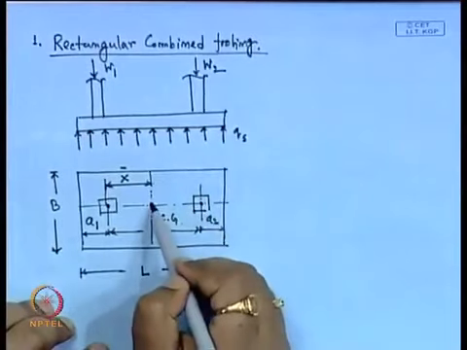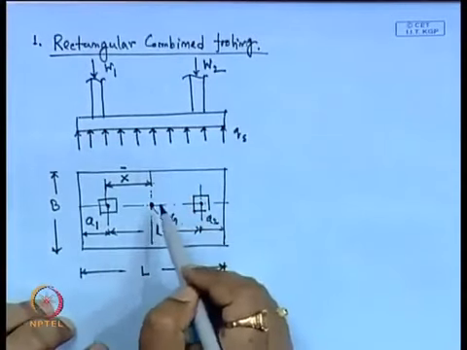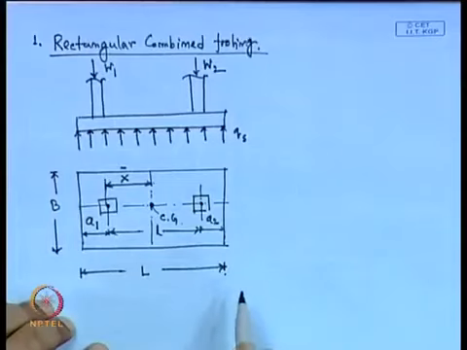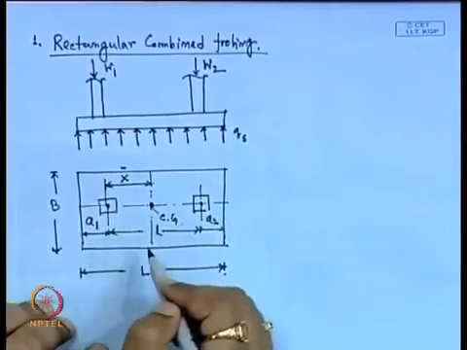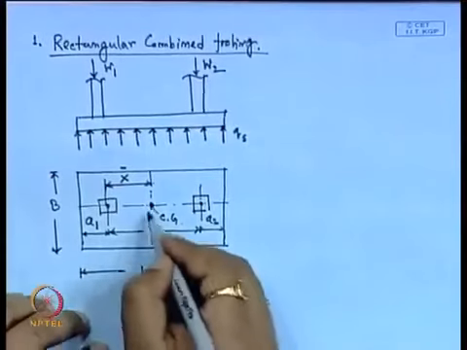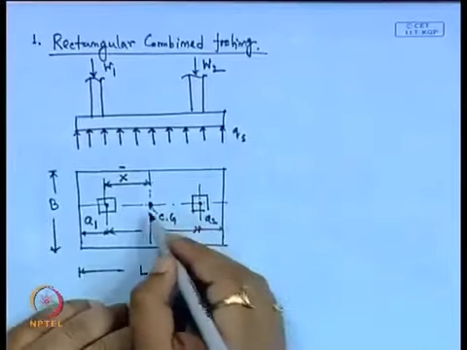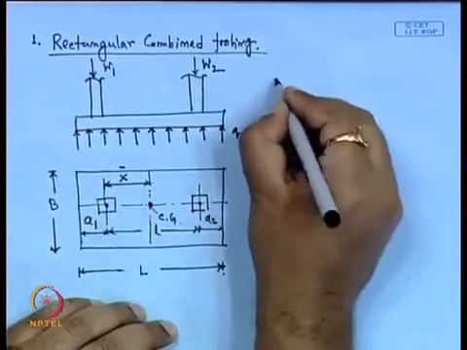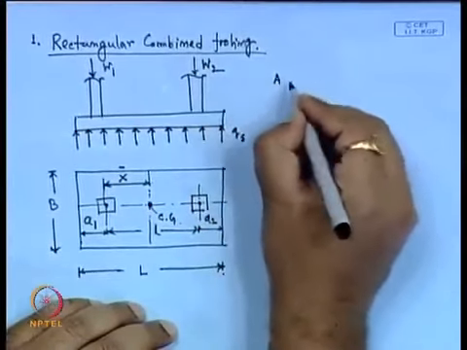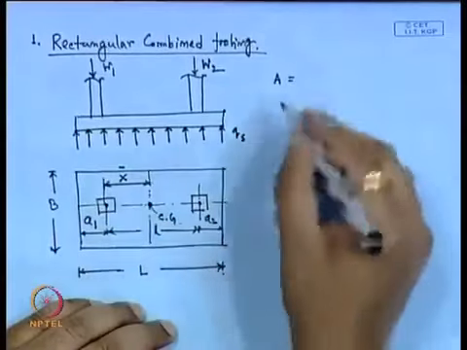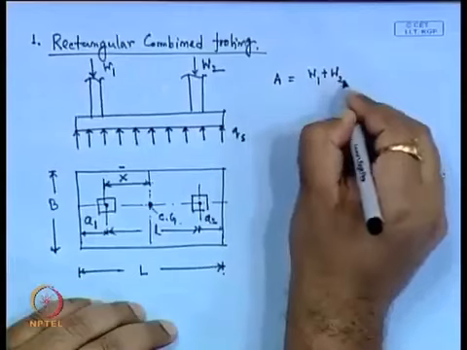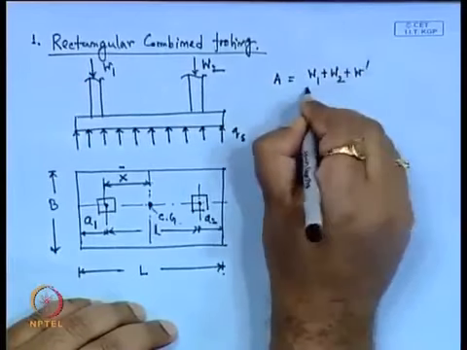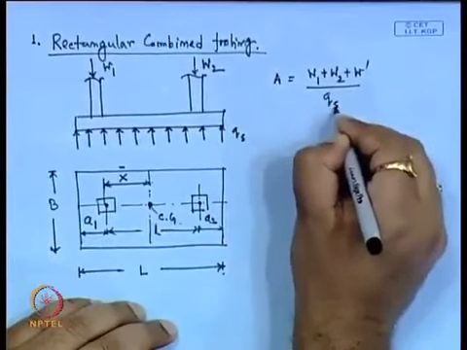The resultant force should act at the CG of the combined footing. We can design in that fashion also, so that the center of the resultant of these two forces will act at the CG of the foundation. Now, the required area of the total footing is (W1 + W2 + W') divided by Qs.